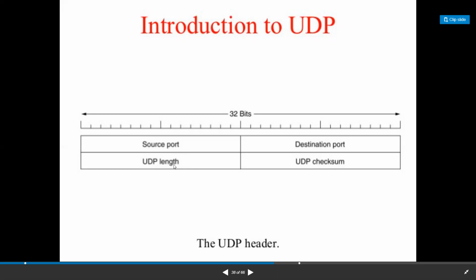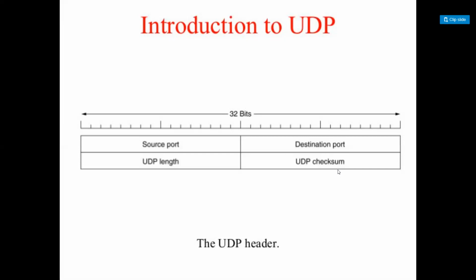Then the total length of the UDP segment. The UDP checksum is to detect errors at the receiver side. Totally only four fields are in the UDP header. This diagram is called the UDP header diagram. The size is 32 bits. It contains four pieces of information: source port number, destination port number, total length of the UDP segment, and the UDP checksum, which is used for error detection at the receiver side.